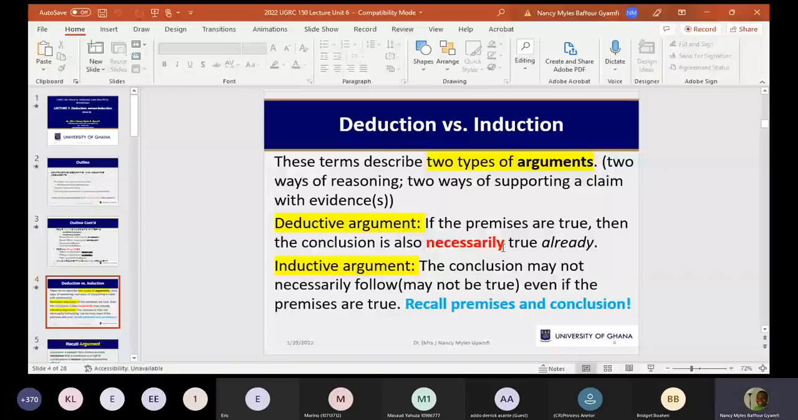That's the target. So even on this slide, if we entered here, what can I get from here? Oh, there are two types of arguments. In other words, there are two ways of supporting our claims with evidence. That's what argument is. There are two ways of doing that. That's what the lady said.